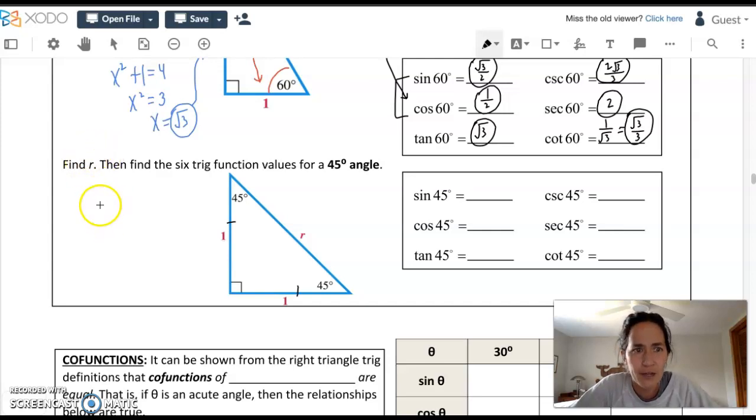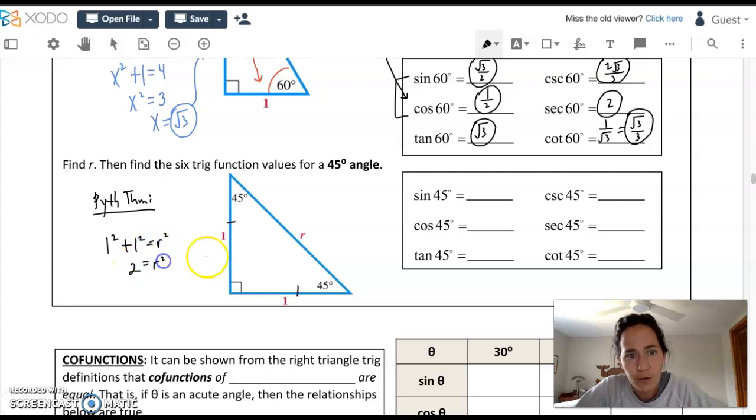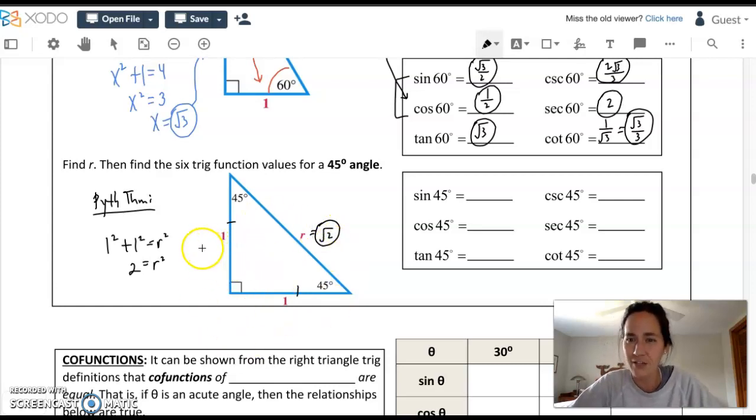So by Pythagorean theorem, we can say that 1 squared plus 1 squared equals r squared, and 2 equals r squared. So r is going to equal the square root of 2. So this is a set of side lengths that you should be kind of used to as well. The longest side is going to be about 1.41, or the square root of 2. Well, knowing all three sides enables us to get all 6 trig functions for 45 degrees.